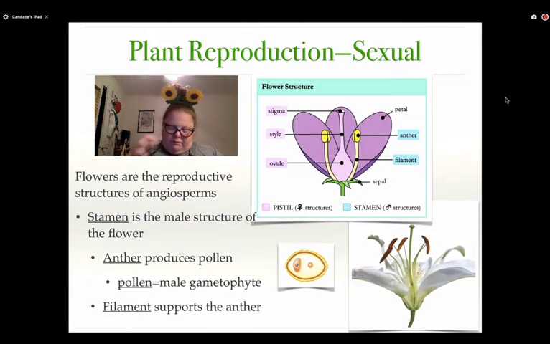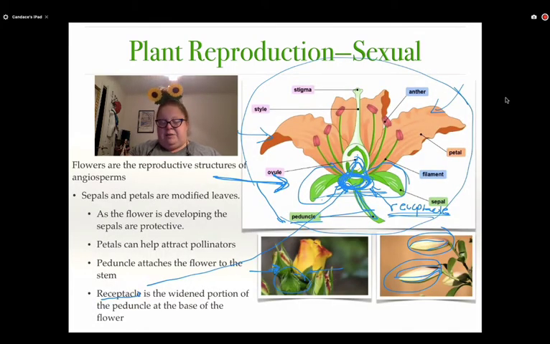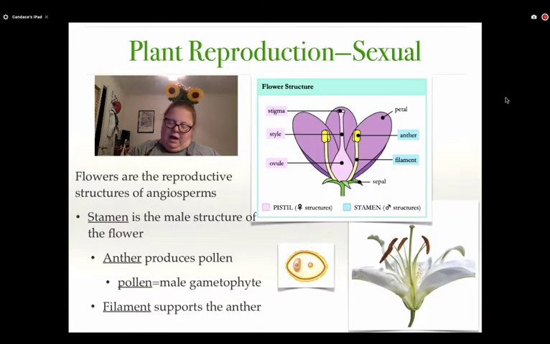All right, so now let's get into the parts of the flower that are directly reproductive. I'm using a different picture, but these structures are here as well. I just like this picture because it shows the male and female parts separately.